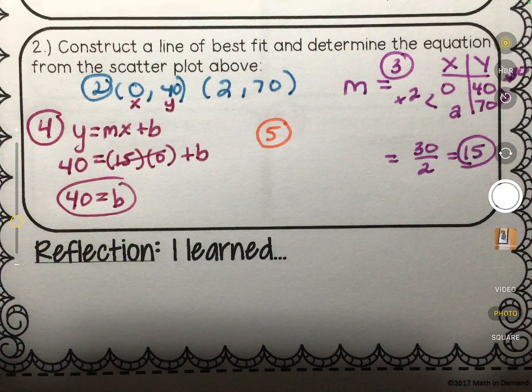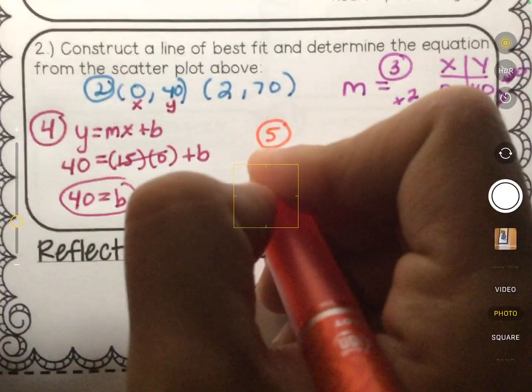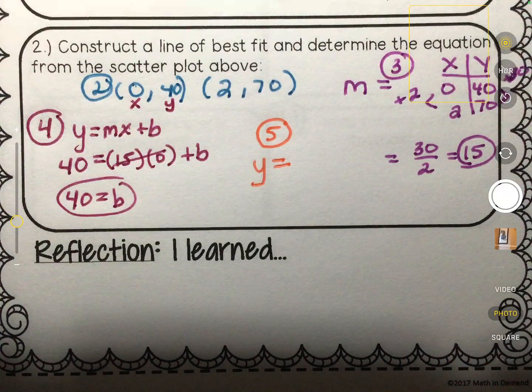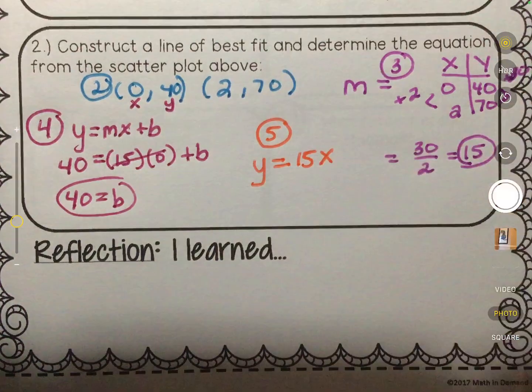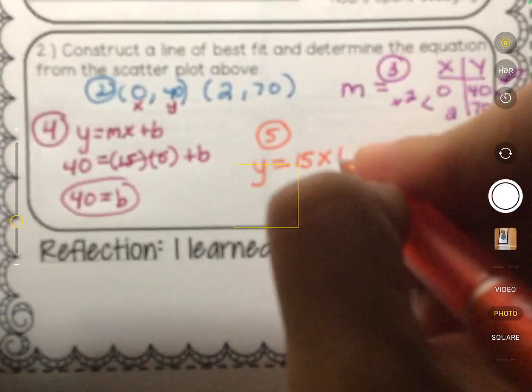All right. So we're going to now write it in slope-intercept form. Y equals mx plus b. We always start with y equals. What is our m? 15. So we're going to write 15x. And what's our b? 40. So plus 40.